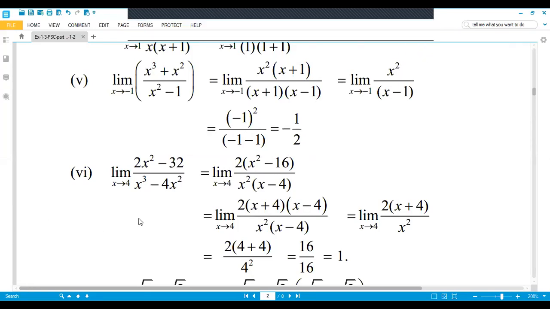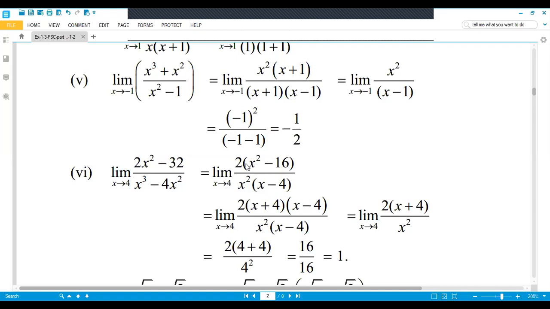Now next part is limit x approaches to 4, 2x square minus 32 over x cube minus 4x square. This exercise is very, very important. Mostly questions come from this exercise in your exam. So from the numerator, you take 2 common. When you take 2 common, it will be x square, and 32 divided by 2 is 16, 2 sixteens are 32. So x square minus 16. And from the denominator, x square is common in both. So you take x square common. So it is x minus 4.